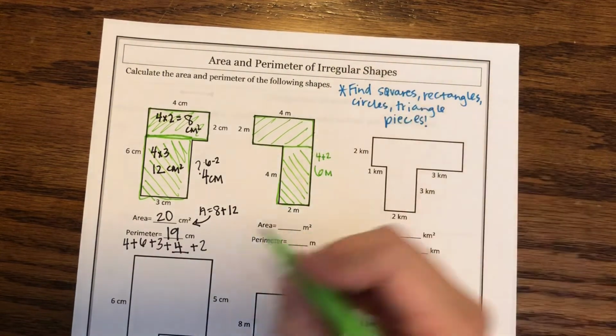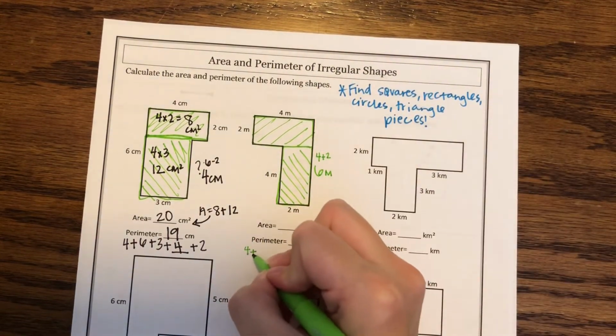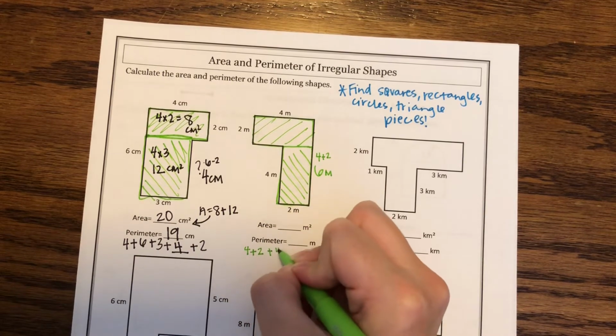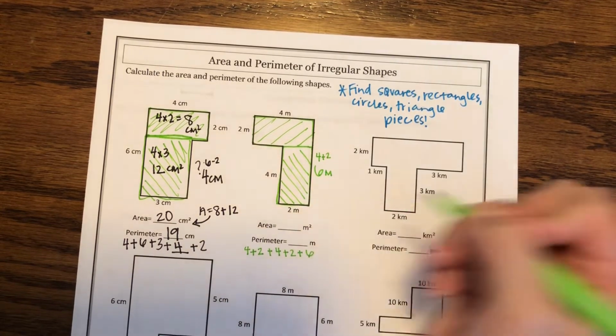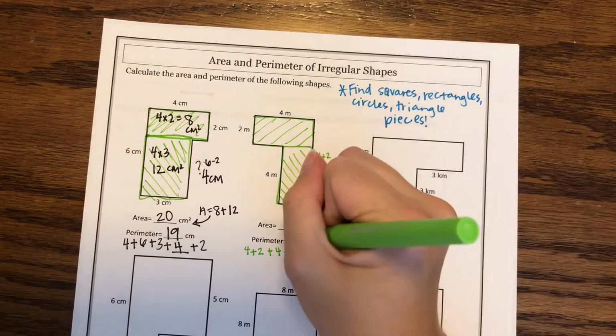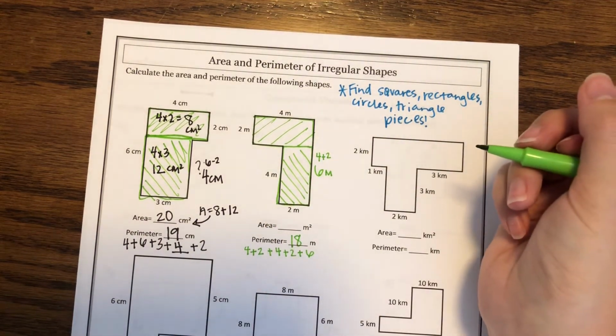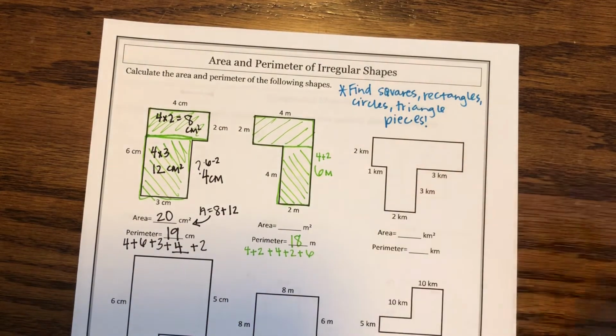So we can say 4 plus 2, or 6 meters. To find our perimeter, we just add up the sides, 4 plus 2 plus 4 plus 2 plus 6, and that's gonna give us 18. So 18 meters is our perimeter.